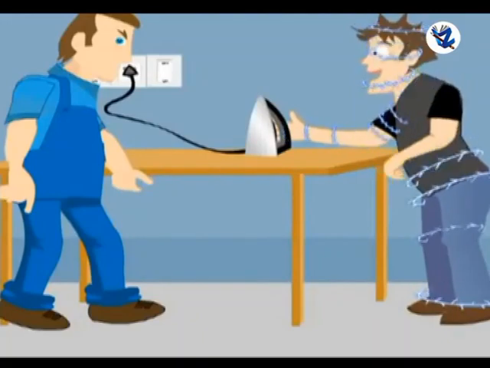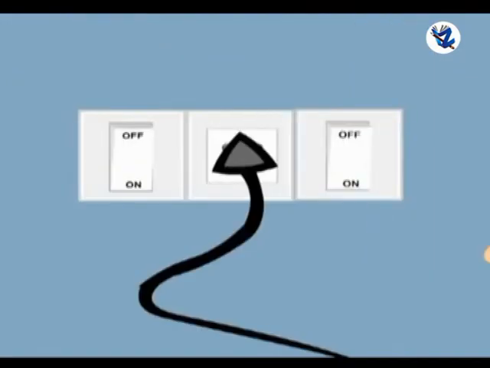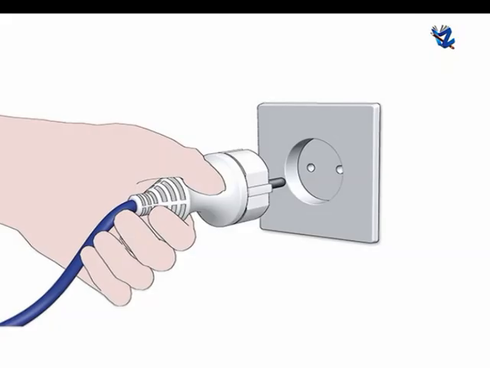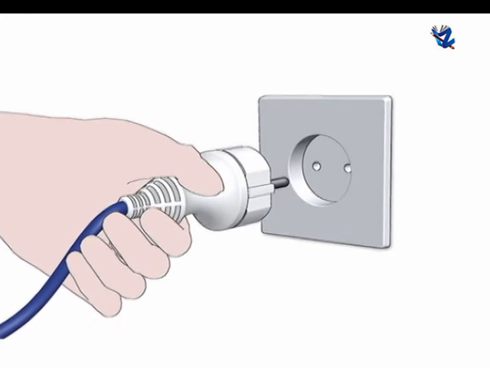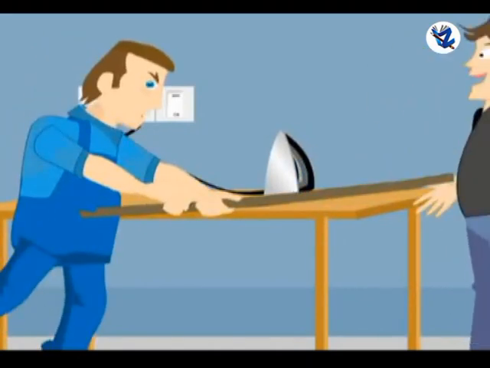If a person gets an electric shock, you should not touch that person. You should switch off the main switch, and if the switch is too far or you do not know where it is located, then you should remove the plug from the socket if possible. If not, then you should use a wooden pole to push the person away from the electric wire.